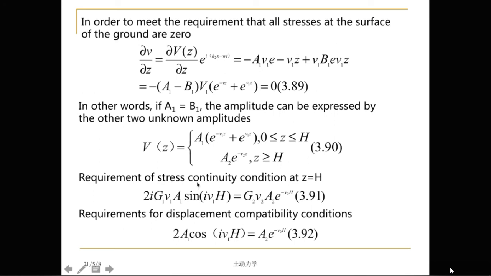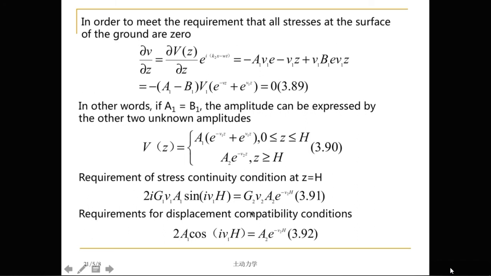The requirement of the stress constitutive condition at z equal to H is 2i G1 V1 A1 sin(i V1 H) equal to G2 V2 A2 e to the power negative V2 H. Equation 3.91.